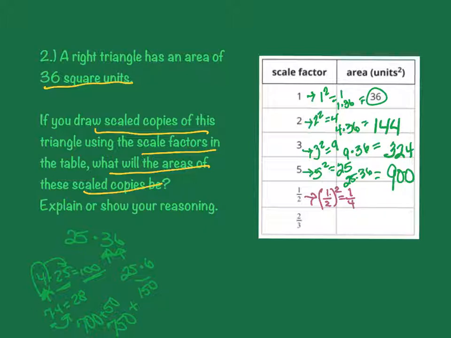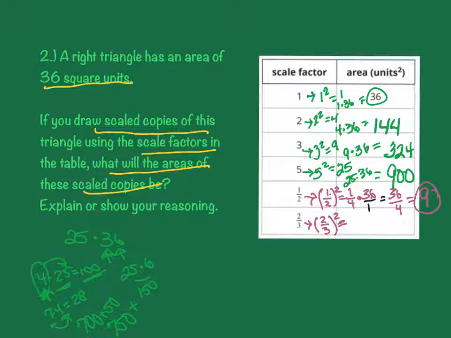So now I've got 1/4 times 36. If I'm going to multiply these, I need to make that into a whole number, put it over 1, right? And then the top with the top and the bottom with the bottom. 1 times 36 is 36. 4 times 1 is 4. 36 divided by 4 is 9. And my last one, I've got 2/3 now. So it's the same process. 2/3 squared. So 2/3 times 2/3, top with the top and the bottom with the bottom.